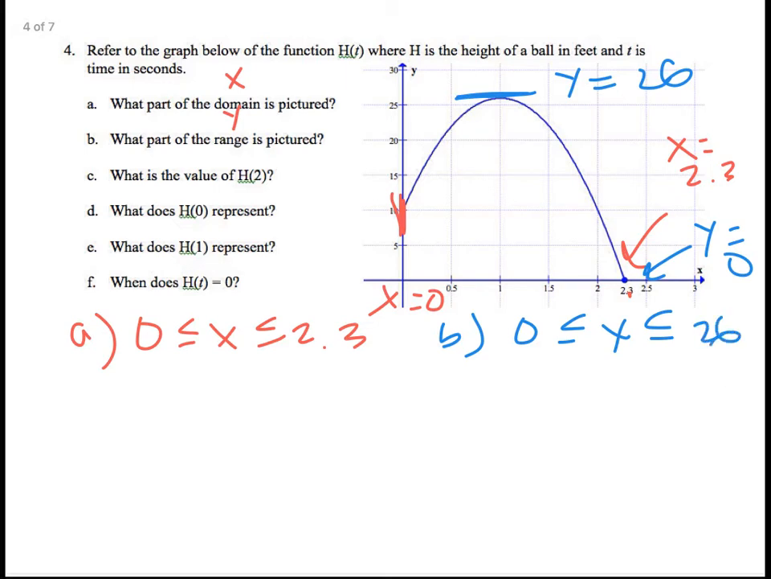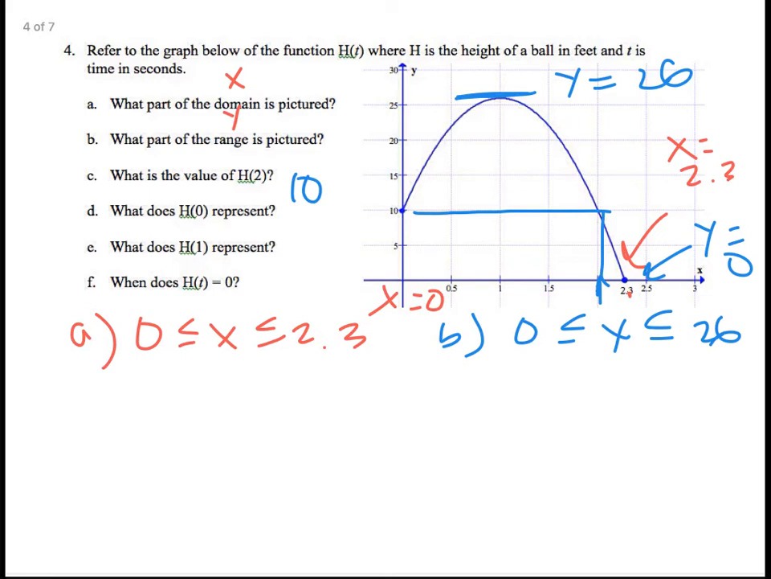Alright, so C says what is the value of h of 2? So this is function notation again. So remember that when it says what is the value of h of 2, 2 is our input, it's our x. So I'm going to go over to my 2 on my x-axis right there, follow it up, go over and figure out what y is. So I need to erase that pink. It looks like it is 10 is my output. So value of that is 10.